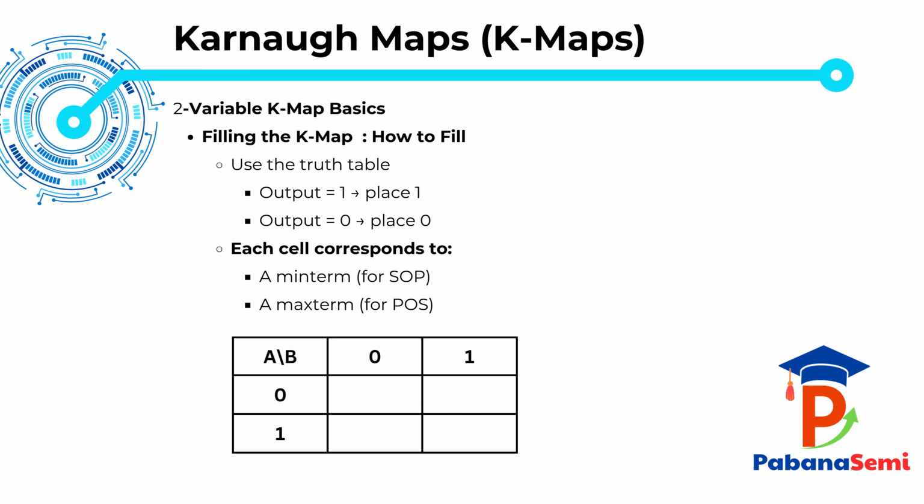Key takeaway. So remember, use the truth table to fill the K-map. Place 1s for output 1 and 0s for output 0. Each cell represents exactly one input combination. Once the K-map is filled, we are ready to group adjacent cells and simplify the logic.